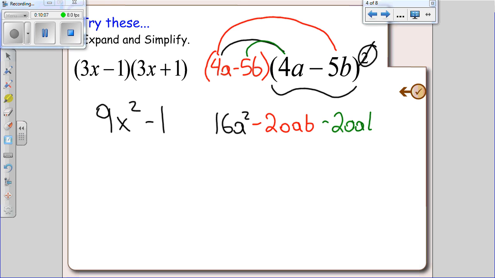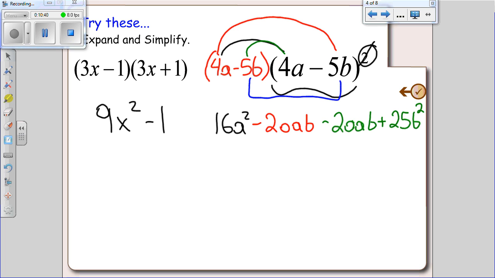Does it matter if you saw your answer as 20ba? It doesn't matter. Order doesn't matter when you're doing multiplication. So if you had a times b, it's the exact same thing as b times a. You switch around, it's okay. The last one. Negative 5b times negative 5b would give you positive 25b squared. Just in case you didn't know where that came from, that was last.